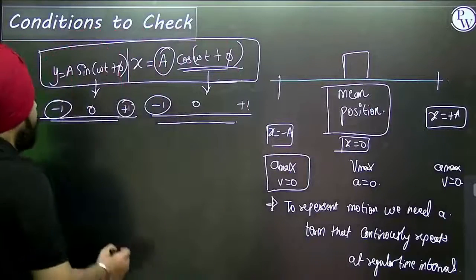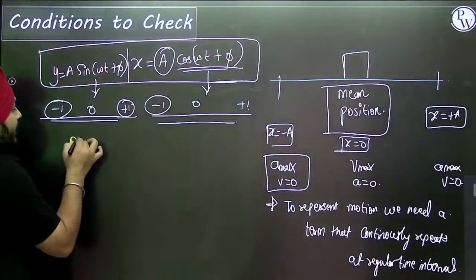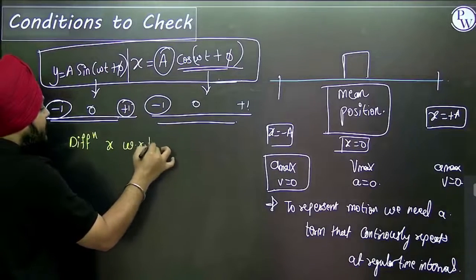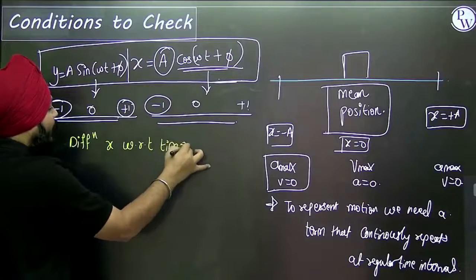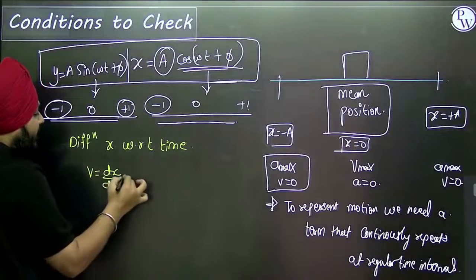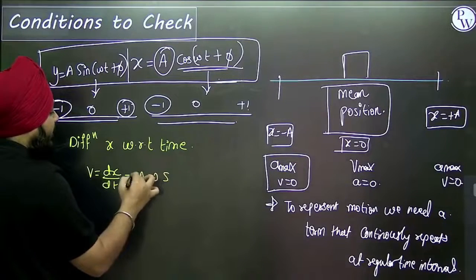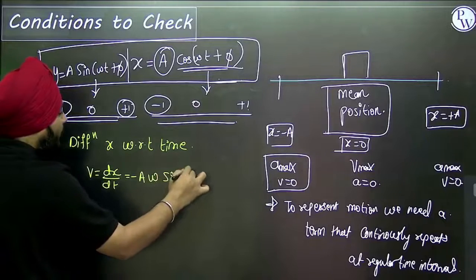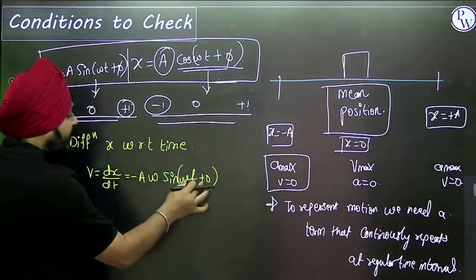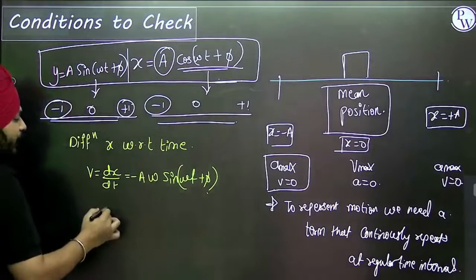Now let's differentiate this equation with respect to time. Let's differentiate x with respect to time. We get the velocity variations. V is equal to dx by dt. So that is equivalent to what? A omega, negative sine of omega t plus phi. What omega t plus phi is and everything, we are going to discuss in detail. So these are the velocity variations.